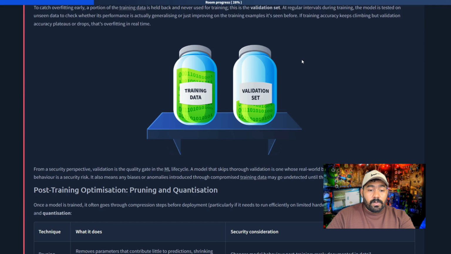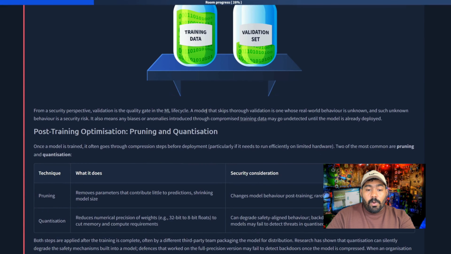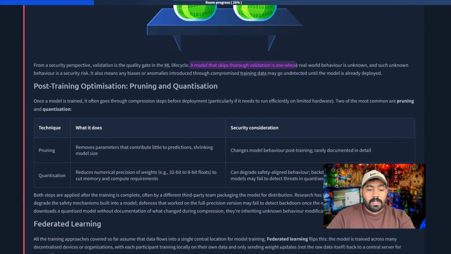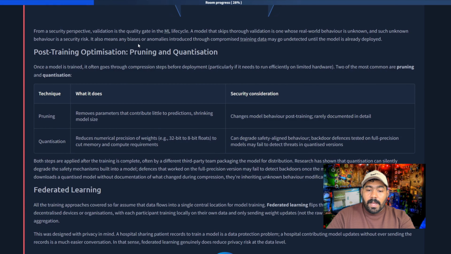From a security perspective, validation is the quality gate in the ML life cycle. A model that skips through validation is one whose real-world behavior is unknown, and such unknown behavior is a security risk. That means bias and anomalies introduced through compromised training data may go undetected until the model is already deployed. So unknown behavior equals security risk. That's the line to remember from this point.